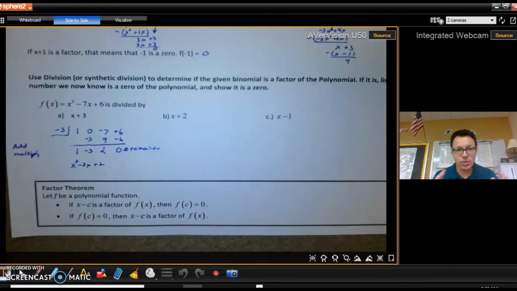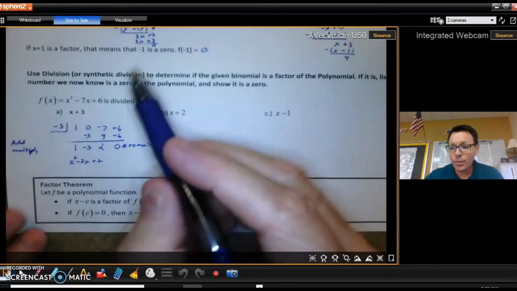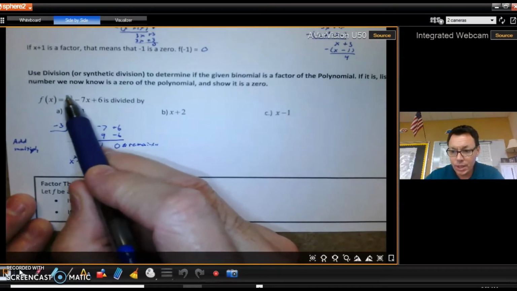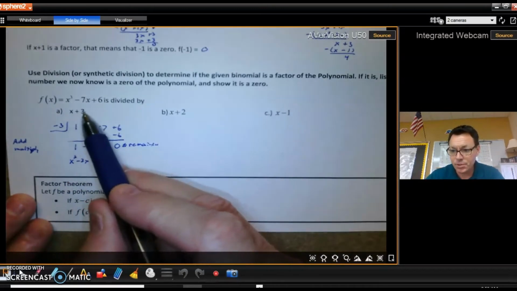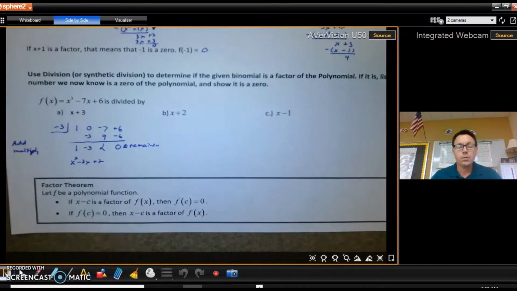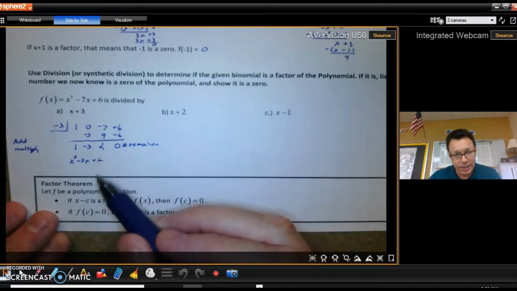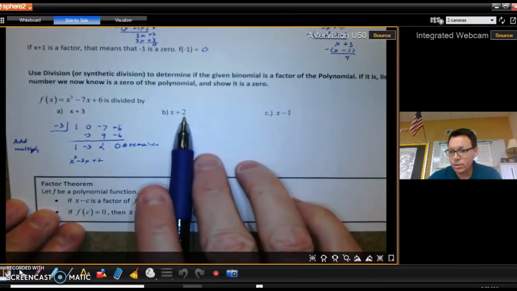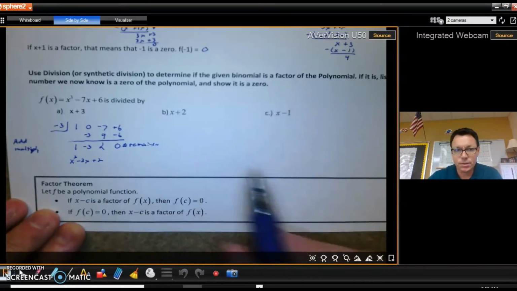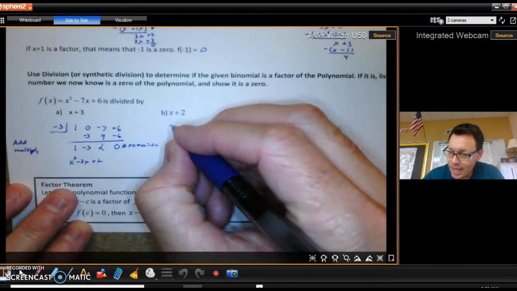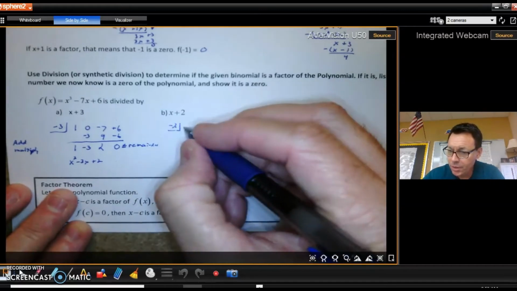I could break it into 2 sets of parentheses, and now I would know all 3 of my factors, x plus 3, and then the 2 I get from here, which means I know all my x-intercepts, and I could graph this polynomial. Okay? Now, I'm not going to do that right now. Right now, I want you to test these two. So see if -2 would be one of our zeros.